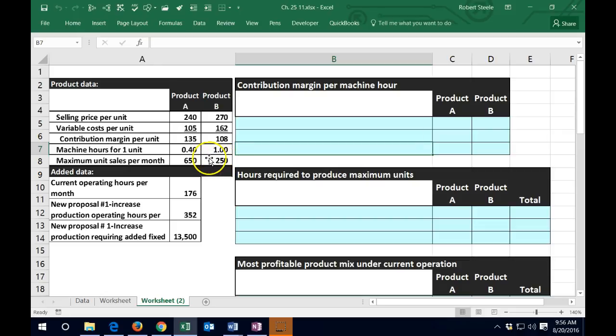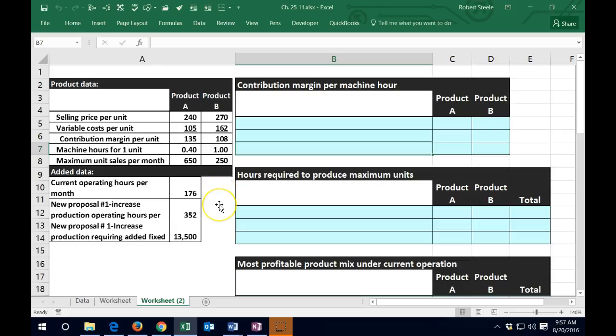So it takes 0.4 hours for 1 unit of product A to be created. It takes 1 hour for product B. The maximum unit sales per month are 650 and 250. So we believe that we could sell 650 of product A and 250 per month of product B. And then we have the added information. Current operating hours per month are 176. And then we're going to run some scenarios.